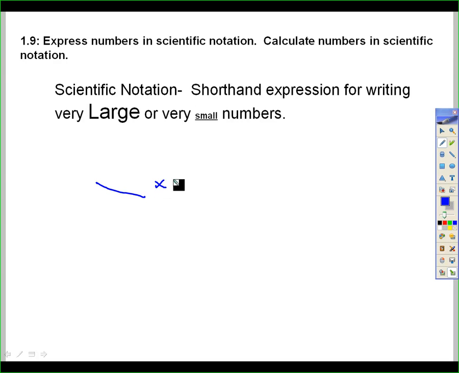Oh, nice and straight there. Yeah? Oh, I didn't mean straight. I just meant that's in your notes, right?